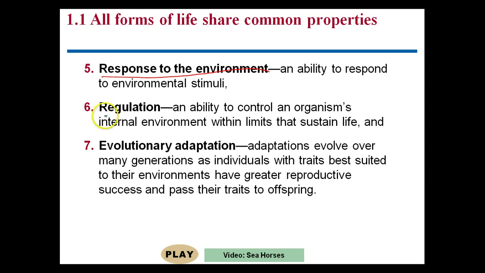We need some regulation. So we've got to regulate our internal environment. So this is what we refer to as homeostasis. I'm using this term in my other classes, so if I throw it out there, you know what I'm referring to. It's body regulation, keeping certain things at equilibrium. Okay? And then we have to have evolutionary adaptation. So adaptations evolve over many generations as individuals with traits best suited for their environments have a greater reproductive success and pass their genes on to offspring.